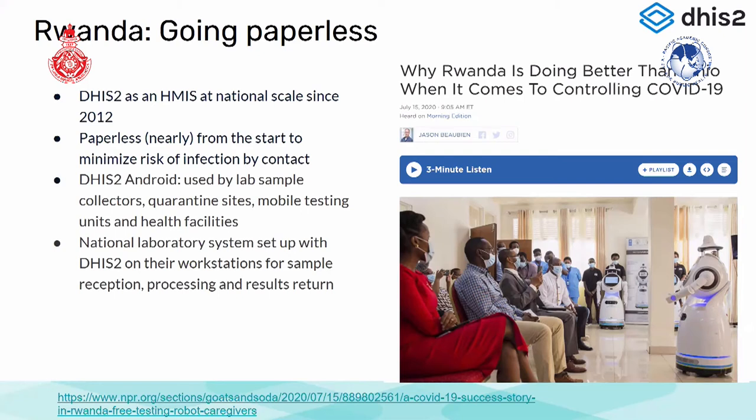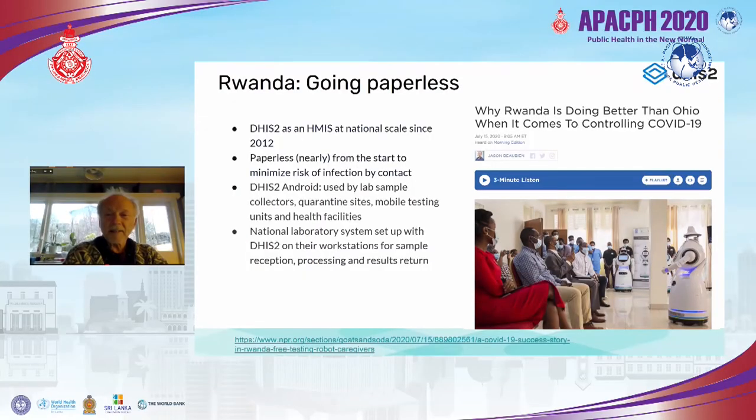And here you see a picture of robots testing people in Rwanda. And if you click on this link that is given here, you can see an information video on what they are doing in Rwanda. And also in Rwanda, they have had DHIS2 as a national scale system for HMIS since 2012, in fact. And the COVID-19 apps have been quite easily implemented on top of that.